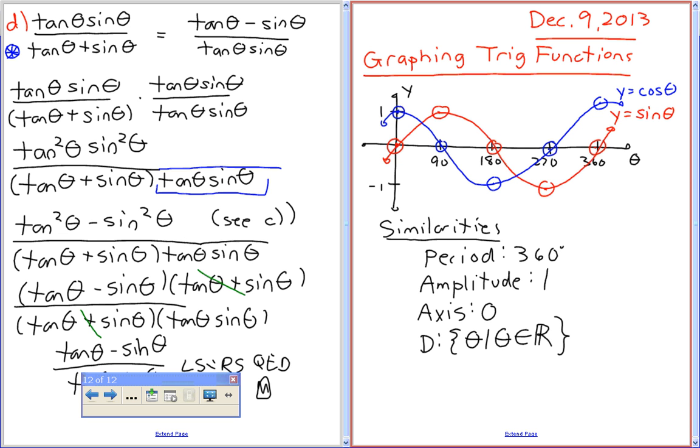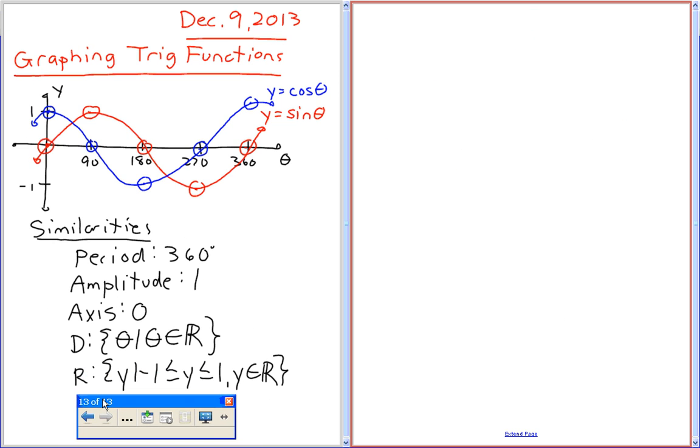Can I get another brave soul to tell me what my range is? Very good. You should already know that from your unit circle, because that's where this all came from. The idea is you're heading around the unit circle with a value of 1 for your values. Those are all the similarities, and there are lots of them.